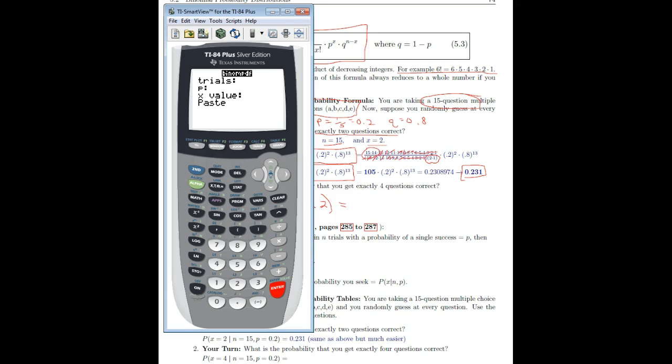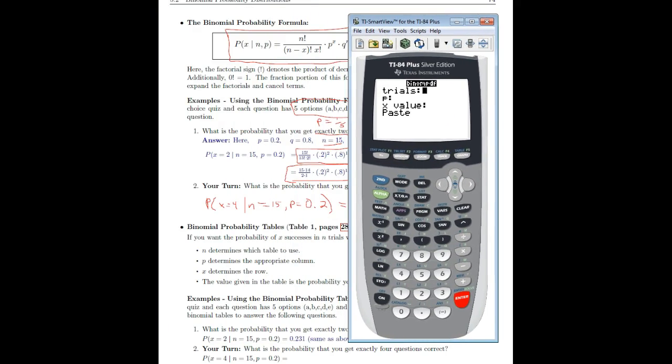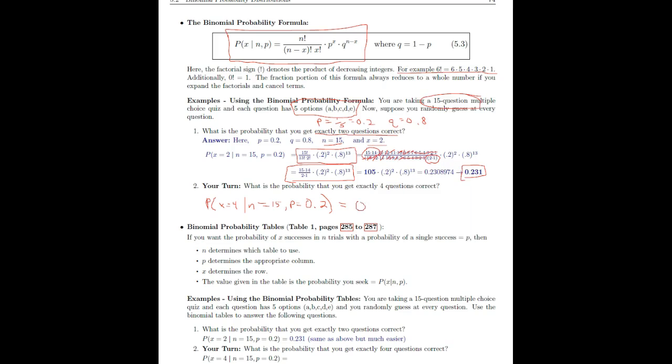All right, and you put in how many trials you're doing, which was 15 trials. The probability of success on any given trial was 0.2. And the x value is 4. It's the number of desired successes. So we press paste, then we press enter, and boom, it gives us the probability. If we round this to 3 decimal places, we'd say 0.188. All right, cool. Great.